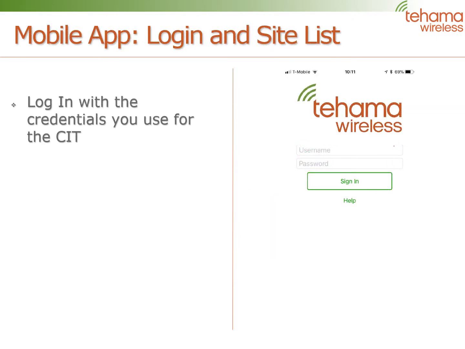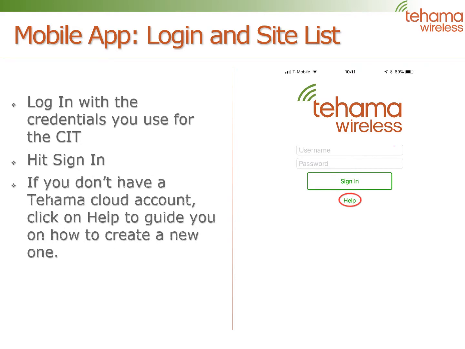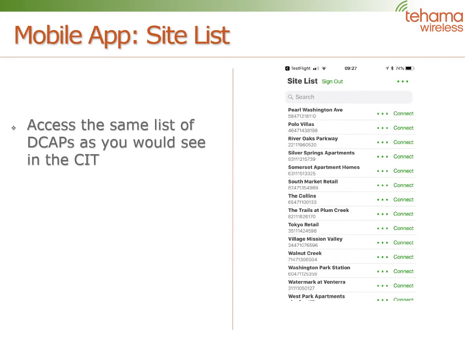After entering your login credentials, hit Sign In, or if you don't have a Tehama Cloud account, click on Help to guide you on how to create a new one. Once you are signed in, you will be able to view the same shared site list as you would see in the CIT. If you are a tech and requested grants, you would only be able to see the properties that you were granted.